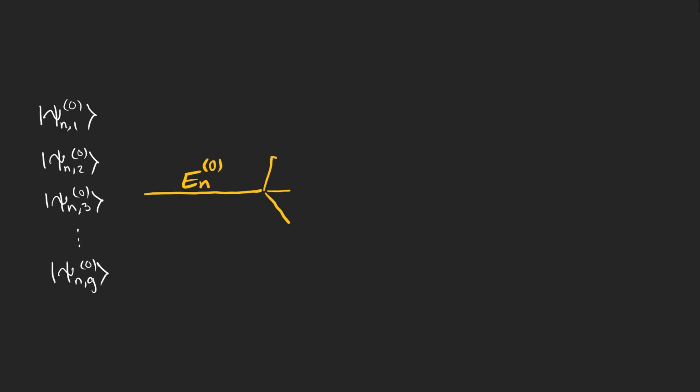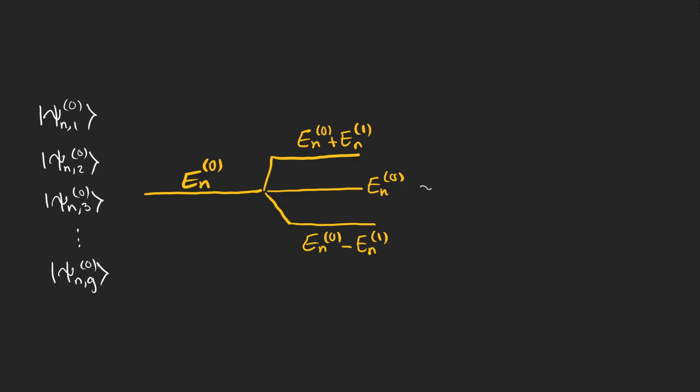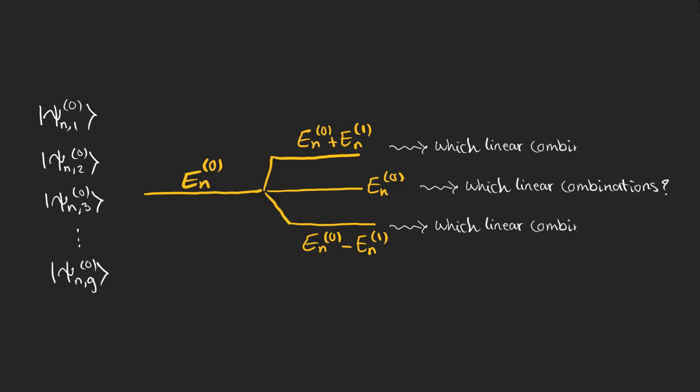This state mixing raises some important questions. How do we identify the states that the perturbation prefers within the degenerate subspace, and what are the corresponding first-order energy shifts? Which linear combinations of the degenerate states remain eigenstates after the perturbation is applied? Which linear combinations of the degenerate states acquire definite first-order energy corrections?